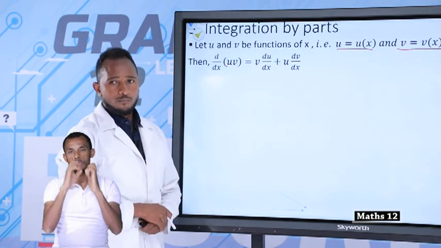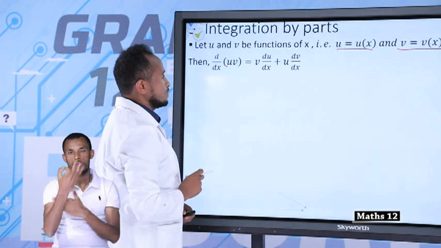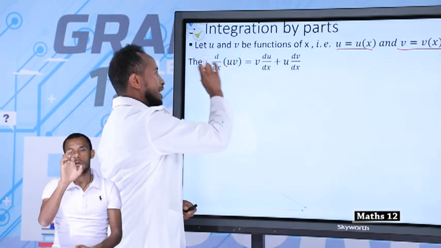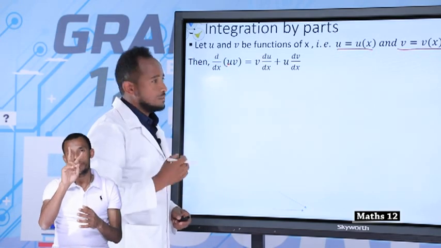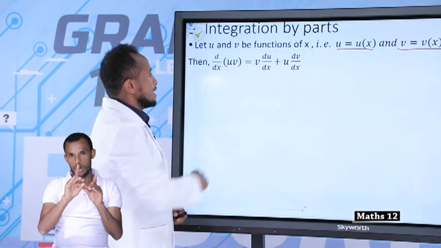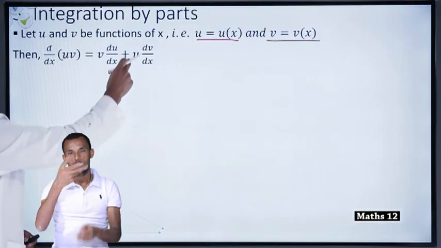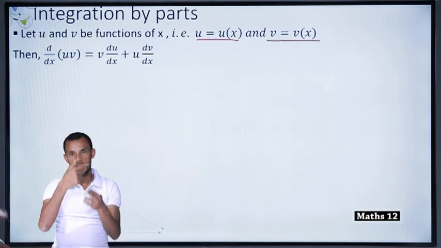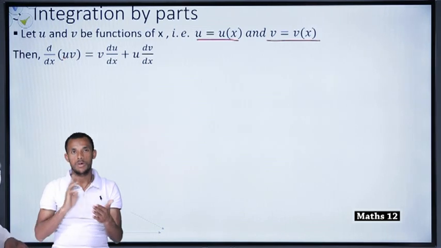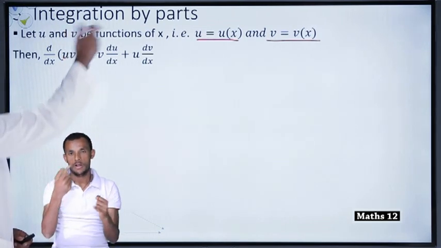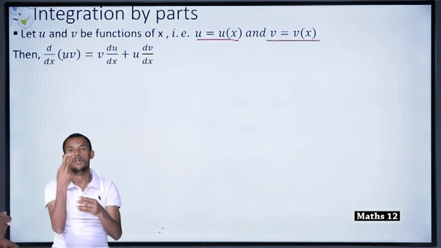If you remember in chapter 3, the derivative of a product of two functions is evaluated using this formula: the derivative of uv is v times the derivative of u, that is v times du by dx, plus u times the derivative of v, that is u times dv by dx. I hope you remember this. From this, we can derive the formula for integration of a given function by parts.